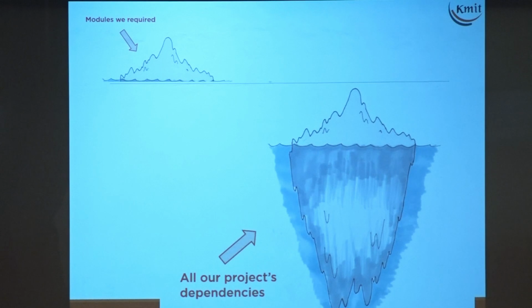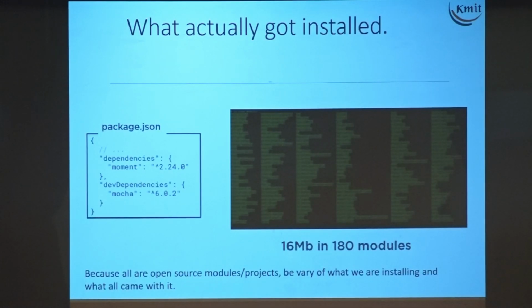In most cases, the issues or problems with Node.js projects are because the dependencies are not matching, right? Two dependencies might be using the same package with a different version. We'll come to that in some time. I don't want to give you too much detail and take you off track. All our project's dependencies look like that: you see 16 MB in 180 modules. And those are the dependencies. Moment and Mocha are the only two things that I added, and look at the number of modules that got installed.